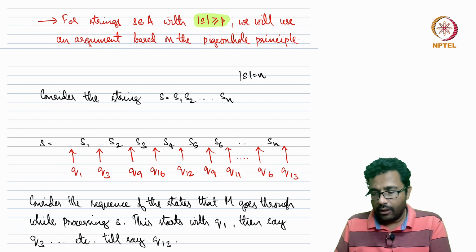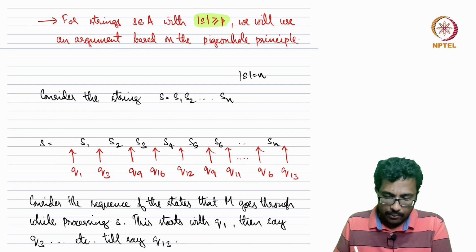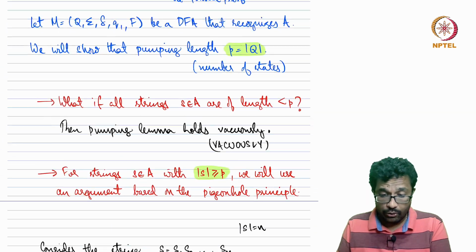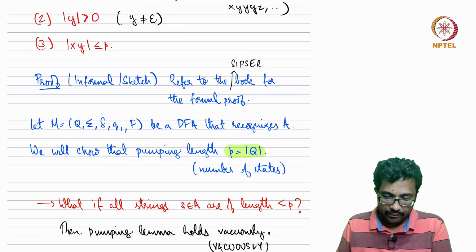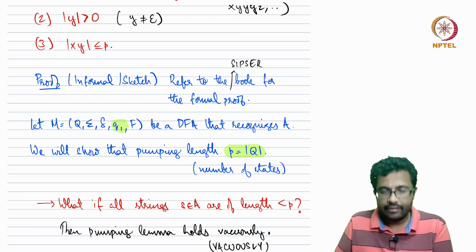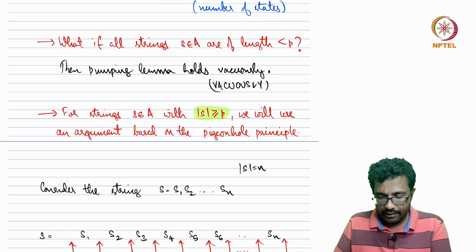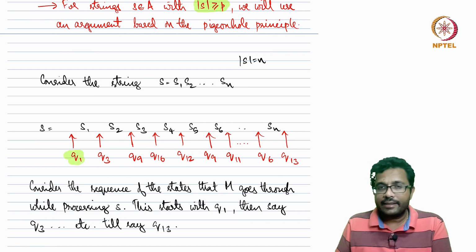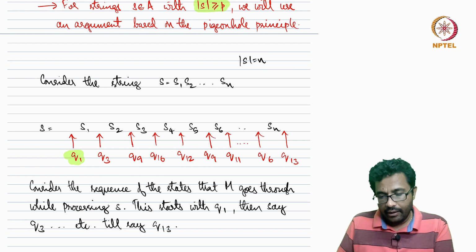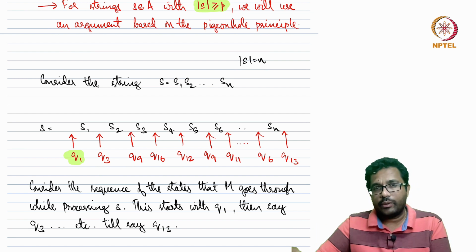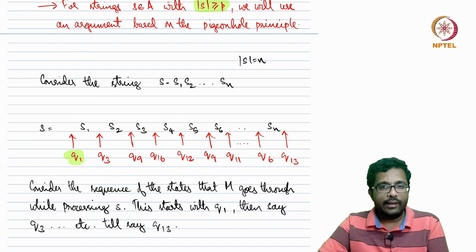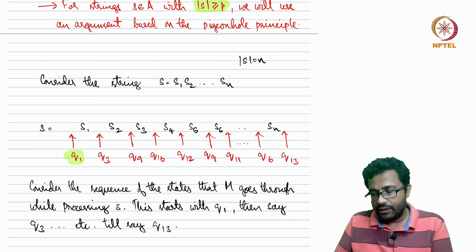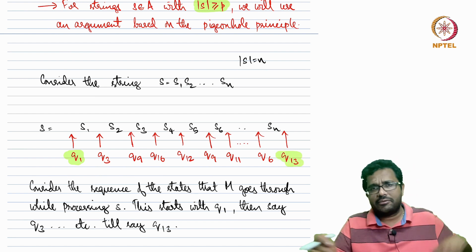Now let's see how the machine processes this, right? Before reading any symbol, the machine is in state q1. It has to be in state q1 because q1 is the starting state of the machine, right? So before reading any part of the string s, the machine is in q1. After reading s1, let's say it transitions to q3, and then it goes to q9, after reading s2, then let's say q16, q12, and so on. And finally, after reading all the n symbols, it ends at q13. These are just some numbers that I am taking.